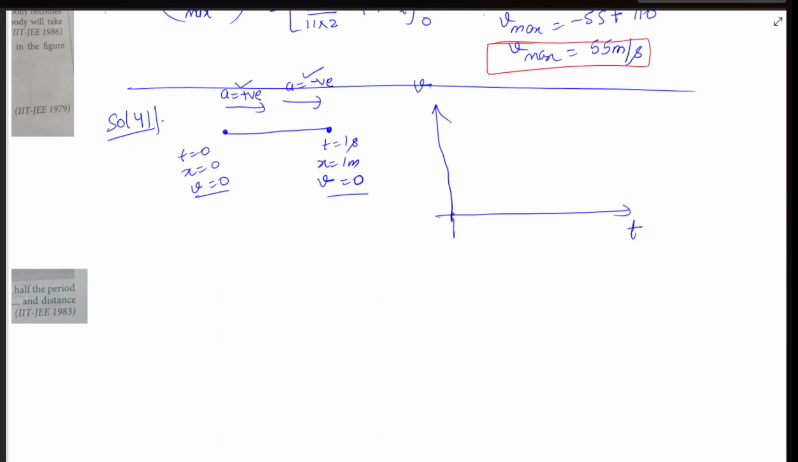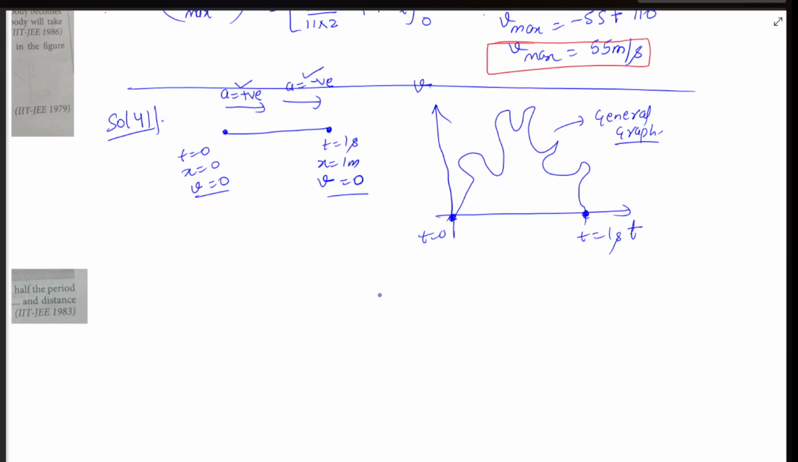So what is happening is at t equal to 0, and this is, I suppose, t equal to 1 second, right? At t equal to 0, the particle's velocity is 0, right? And whatever this graph is doing in between, I don't care. At t equal to 1, the particle's velocity must be 0 again. Okay, so this is the VT graph.